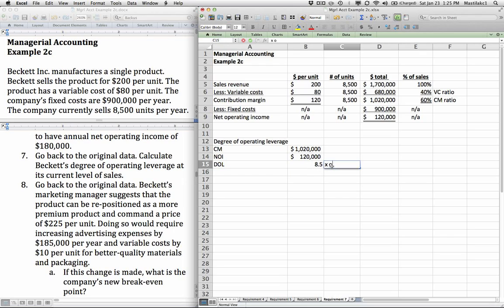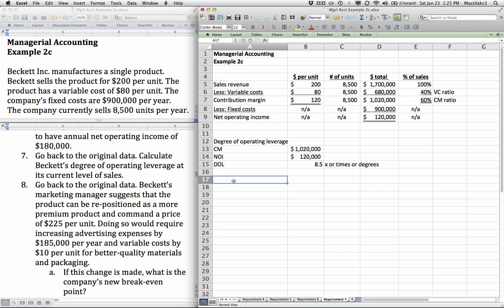8.5. And this is something where the unit of measure is a little bit unclear or awkward, but we could say there's 8.5 times, or we could even say there's 8.5 degrees of operating leverage. This is the one number in the course that I don't have a great unit of measure on. So what this tells us is that contribution margin is 8.5 times net operating income. Well, what does that really mean?